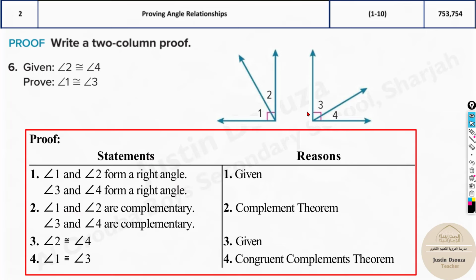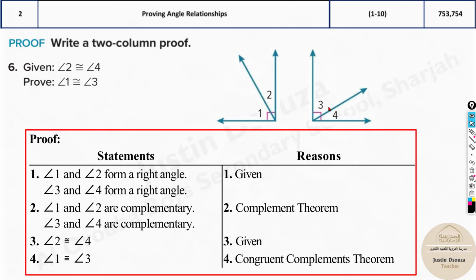Now over here it's right angles, right? 1 and 2 form right angle, 3 and 4 form right angle. It's given. So what happens is if they form 90-degree right angle, they are called complementary. If they form 180, it's called supplementary. So 1 and 2 and 3 and 4 are complementary. So now if that is the case, what is given over here? 2 and 4 are equal.